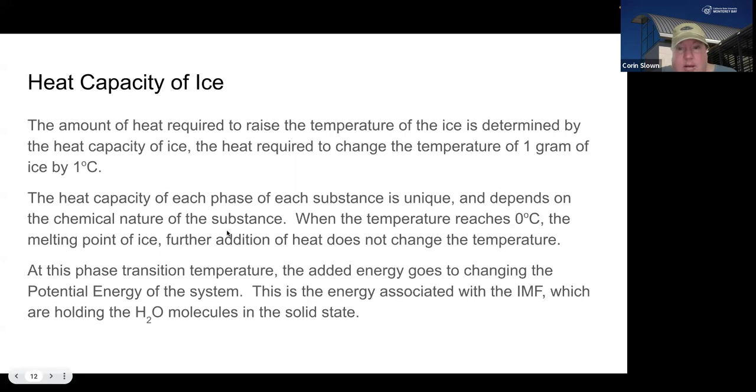But the critical piece here for us is that when the temperature reaches 0 degrees Celsius, the melting point of ice, if you add more heat, it's not going to change the temperature because all of that ice has to melt before the temperature starts to change. So at this phase transition temperature, all of the energy that's going in is what you could think of as potential energy. And we associate that energy with intermolecular forces, the hydrogen bonds that are forming or breaking, and that's going to really determine the state, the behavior of that chemical.